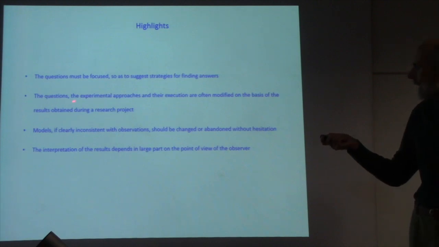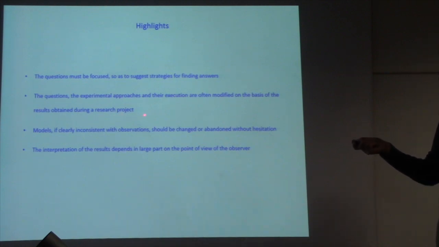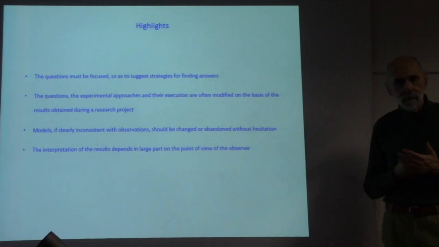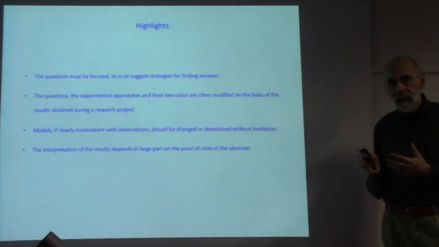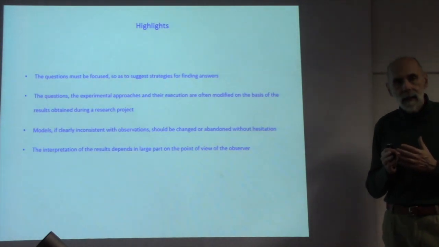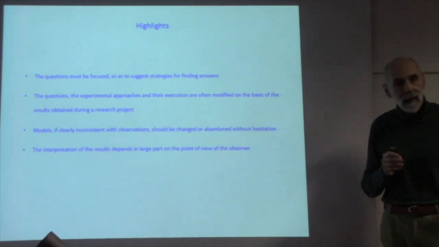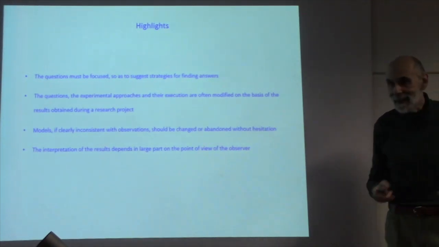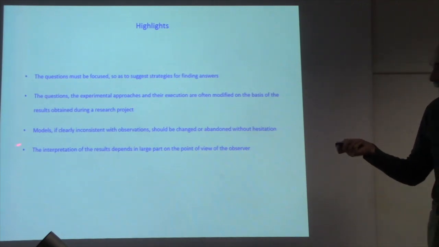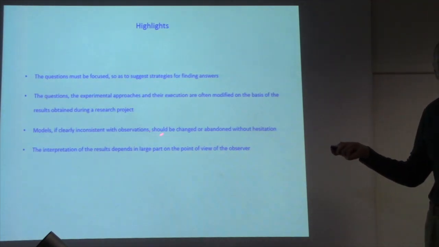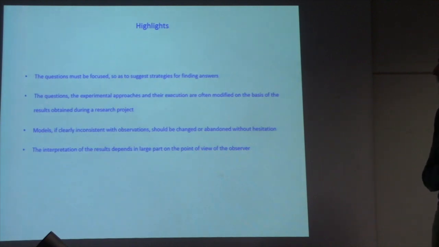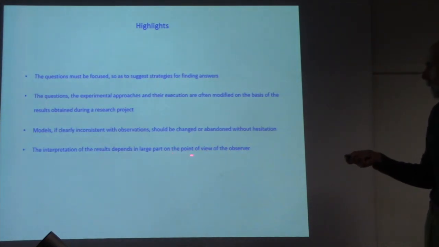Next, the questions, the experimental approaches, and their execution are often modified on the basis of the results obtained during a research project, which means oftentimes we have to go back and rethink what we have already thought about. In this particular case, for example, it's not the only example, the authors threw away the original model and devised a new one to explain data they didn't know in the beginning. So they had to go back to the drawing board and draw a new model. And in fact, models, if clearly inconsistent with observations, as it was the case here, should be changed or abandoned without hesitation. And finally, interpretation of the results depends in large part on the point of view of the observer.